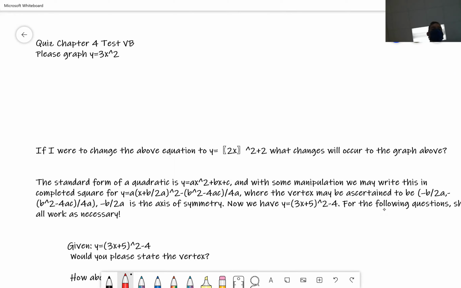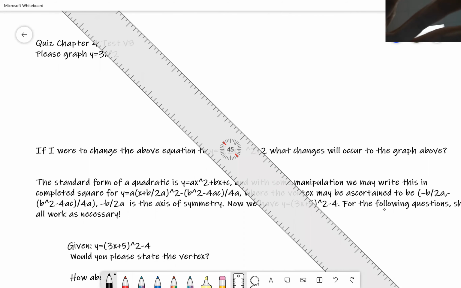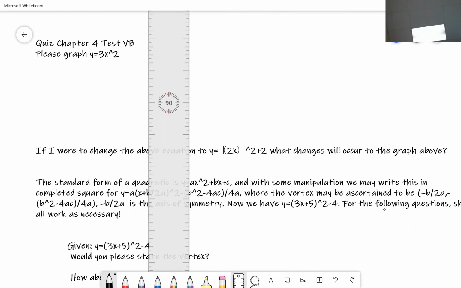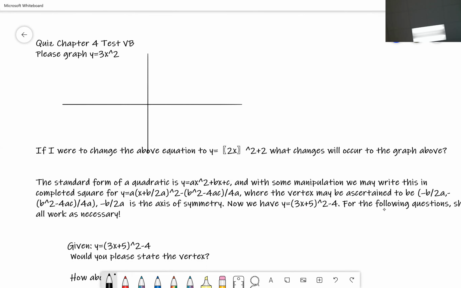Okay, so look at the first one. It says graph y equals 3x squared. I was surprised that some people just said, no, I'm not going to do it, or did it completely wrong. Let me make an axis quickly here, and let me zoom in on my side. I know this is a parabola. I have to know it's a parabola.